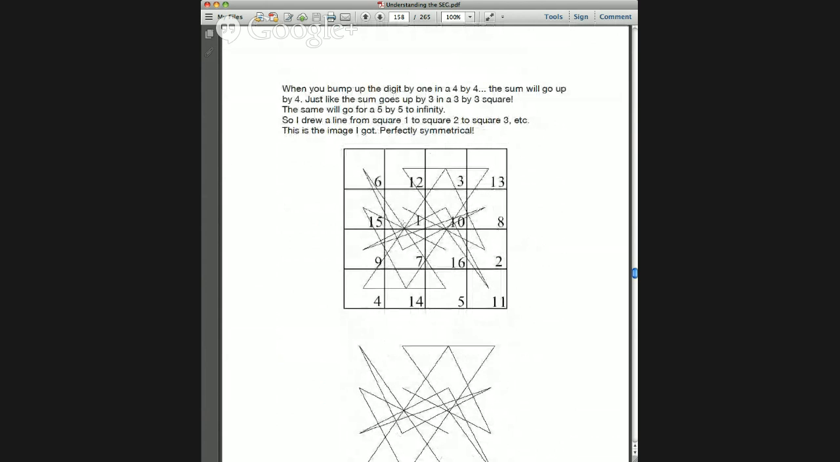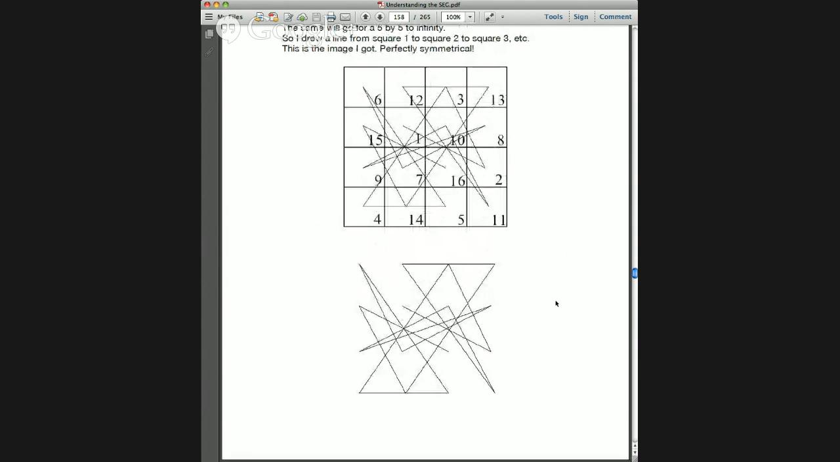What I did here is I drew a straight line from 1 to 2, 2 to 3, 3 to 4. And what I got was this image, which is like a mirror image of the path. So you go one way the first half, and then you go the same way the other half, but in mirror image. Oh man, I just had a huge mind grenade go off.